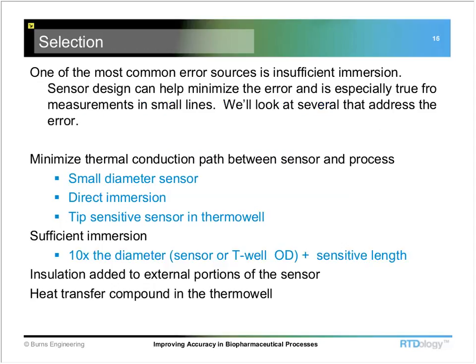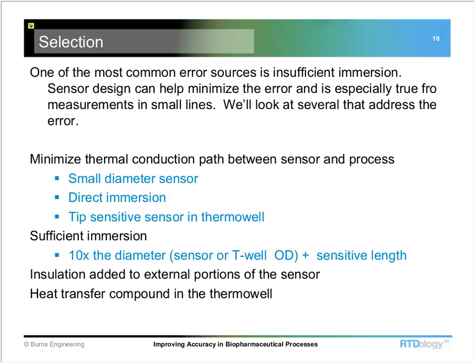Next up, I want to talk a little bit about one of the bigger installation errors that we see, which results from insufficient immersion of the sensor in the process. A lot of the biopharm processes use 1/2-inch tubing, maybe on up to 2 or 3 inch at most, and it's always a big challenge to figure out what is the best sensor design to fit in that kind of a process.